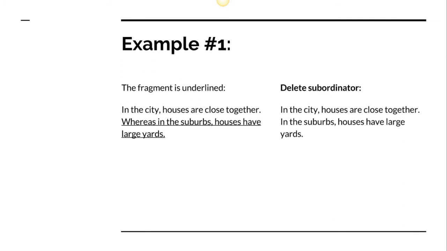Here, where we deleted the subordinator whereas, our correction now reads, in the city, houses are close together. In the suburbs, houses have large yards. You can even hear the correction when I read it.